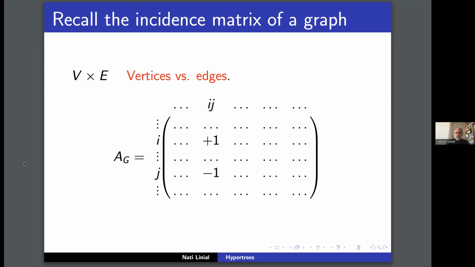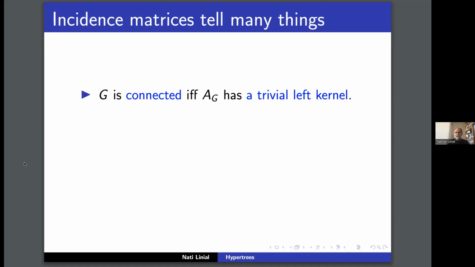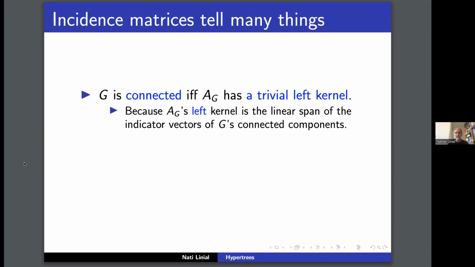Exactly. So, I simply take a connected component and I sum up all the rows corresponding to that connected component, I get 0. Why do I get 0? Because there is a +1 and -1 in every column. They sum to 0. And then just think one more second about this and you'll understand the statement that the left kernel of this matrix is just the linear span of the indicator vectors of the connected components of G. So it's one-dimensional if and only if the graph is connected.